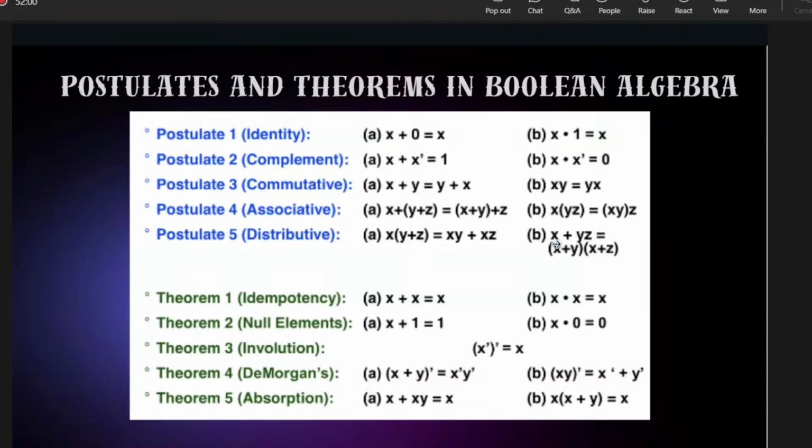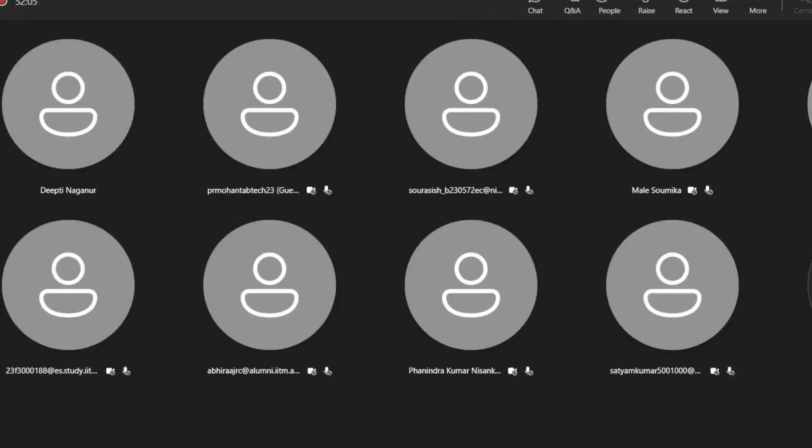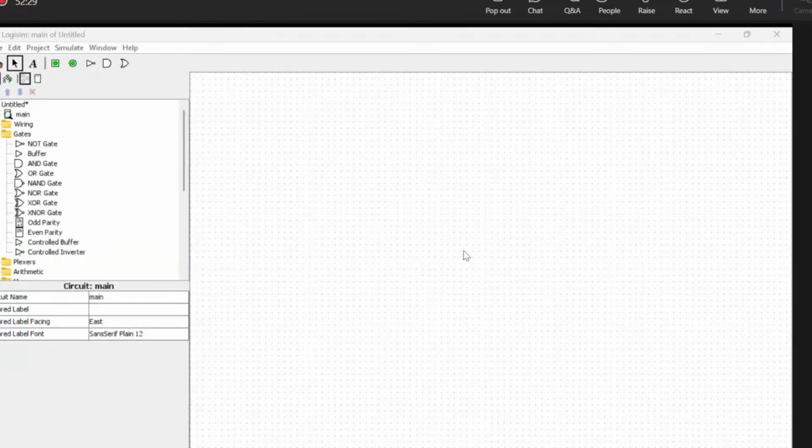So what is Logisim? I'll stop sharing my screen. Yes, I'm getting a lot of answers for these Boolean functions. Very good, guys, very appreciated. Yeah, so is my screen visible? This is a Logisim screen.